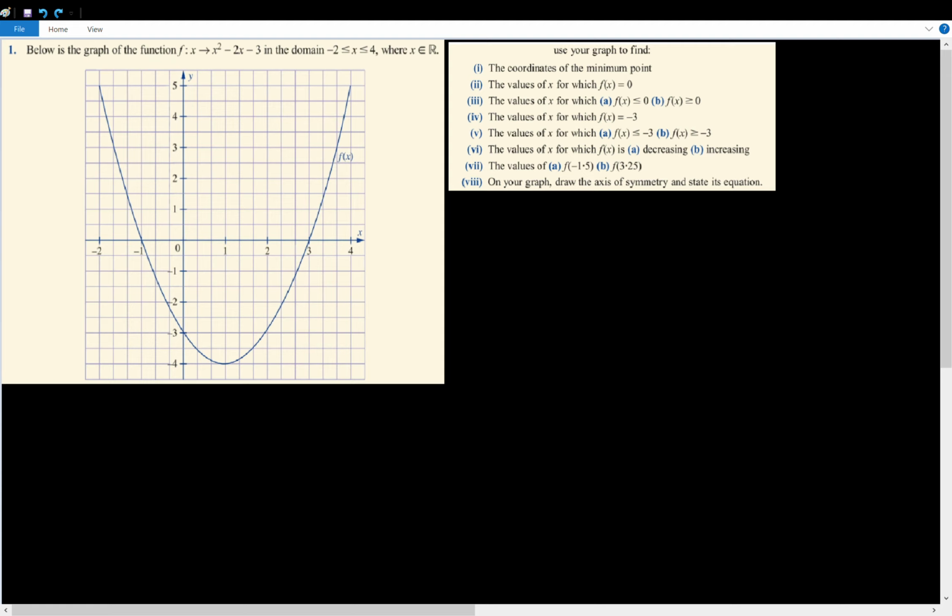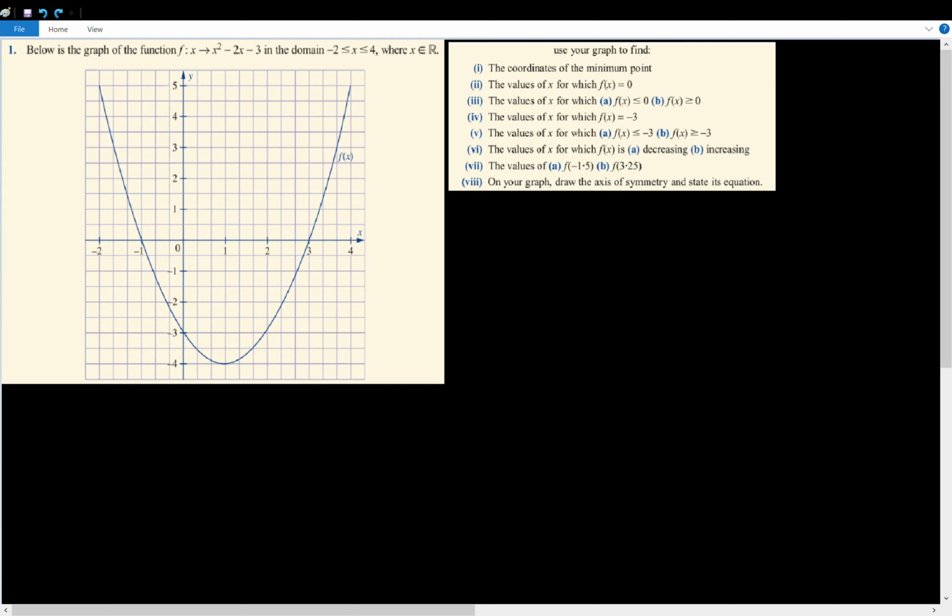This is question 1 from exercise 21.5 in Project Maths 2. Below is the graph of the function f of x is x squared minus 2x minus 3 in the domain minus 2 is less than or equal to x is less than or equal to 4. So what they're referring to is this curve we have here on our axis, and we're just going to go through these one at a time.